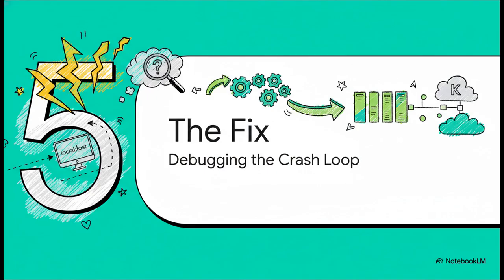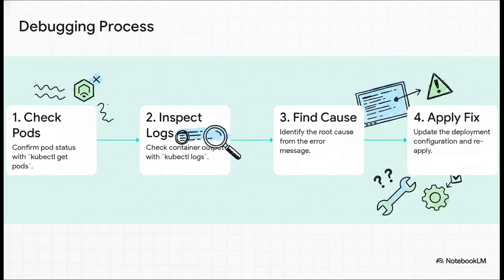Okay, but look, hitting an error like this isn't a failure, it's just part of the process. The real skill is knowing how to debug it. So let's break down exactly how we got to the bottom of this. We followed a methodical four-step plan. First, we confirmed the pod was failing. Second, and this is the absolute key, we used kubectl logs to just ask the container, hey, why are you crashing? Third, we looked at those logs to find the real problem. And finally, we applied the fix.